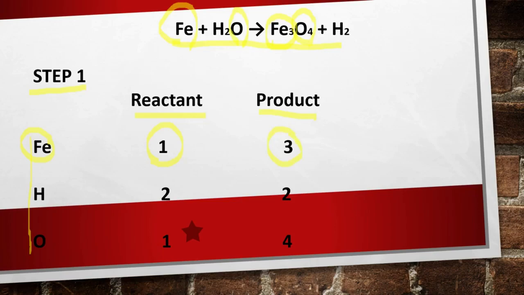Now second, I have written hydrogen atom. On the reactant side we can count there are 2 hydrogen atoms. So I have written 2. And on the product side also there are 2 hydrogen atoms. So as of now, hydrogen is balanced. Then let's write oxygen as the last element. On the reactant side, this is 1 in number, and on the product side, this is 4 in number.